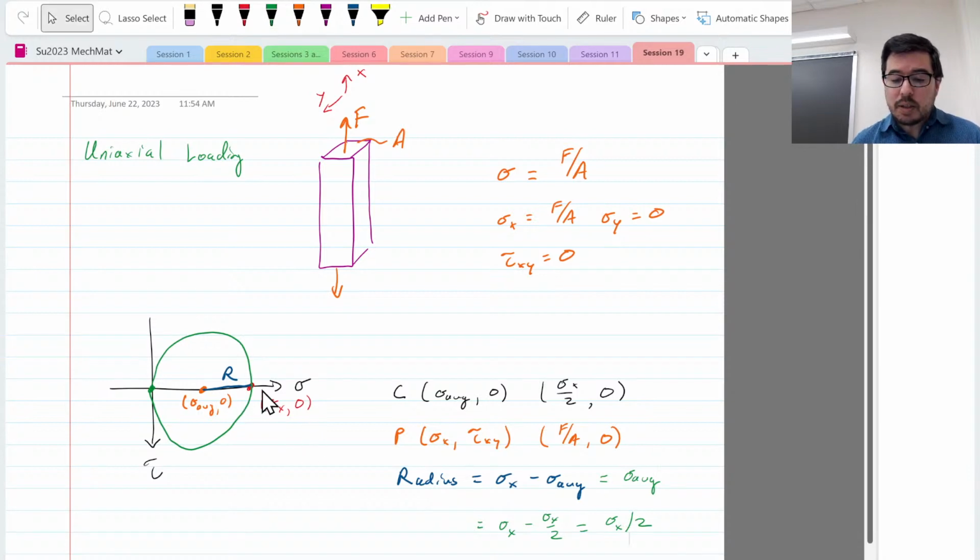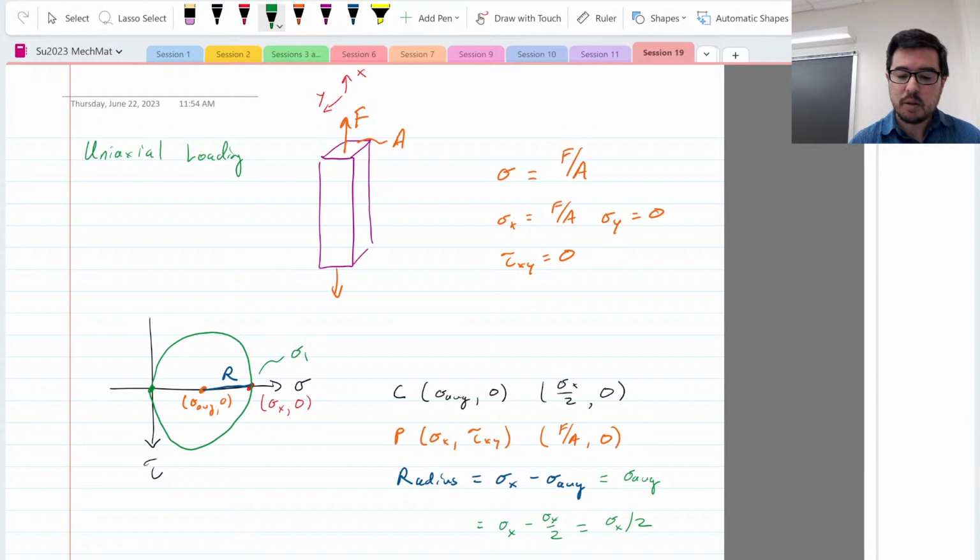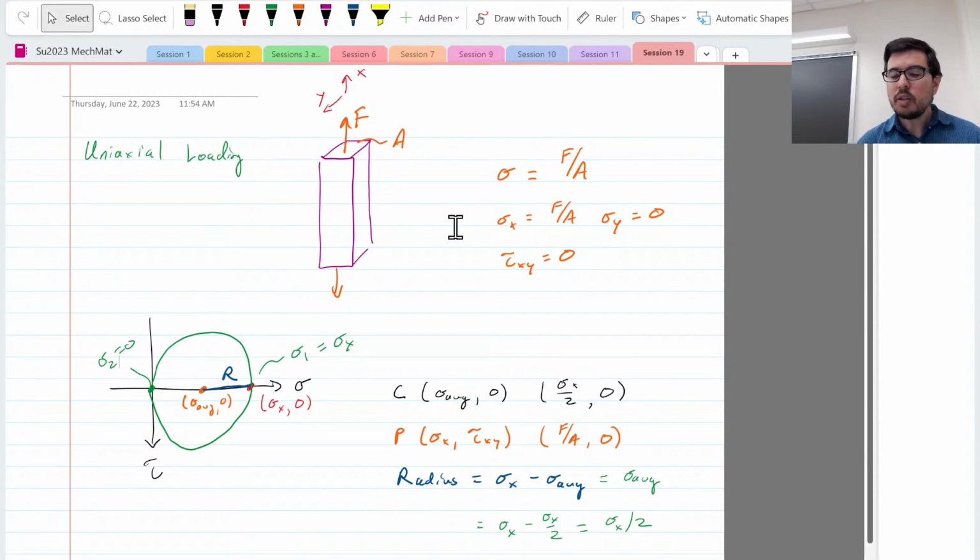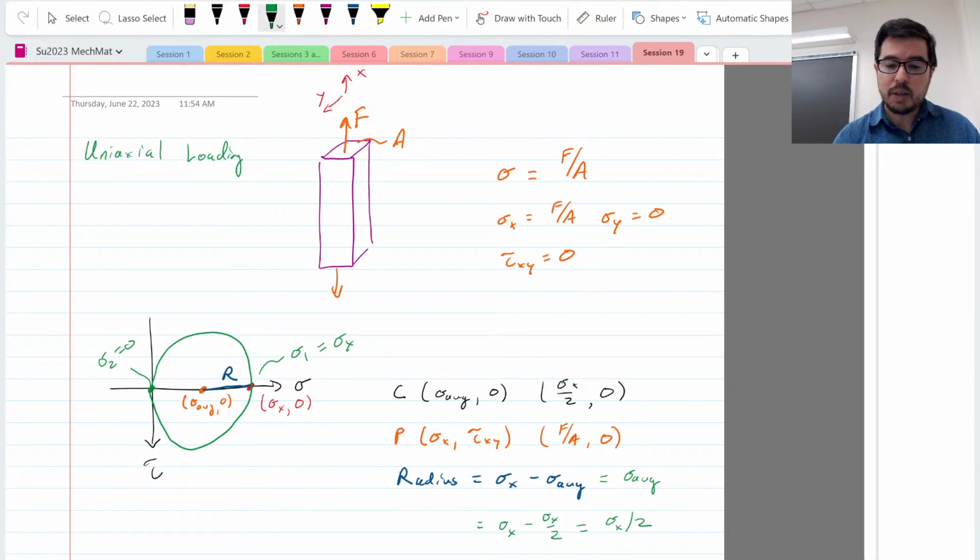So where is the state of principal stress? We're in the state of principal stresses. Look, this is sigma 1 equal to sigma x in this case, and sigma 2 is equal to 0. So uniaxial loading is normally described in terms of its principal stresses. Where is the maximum in-plane shear stress? This is the question. Now we can figure out, especially for a ductile material which fails in shear, what the equivalent shear stress is, by moving to the top and the bottom.